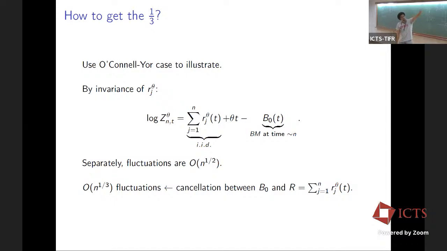And the first sum is actually a sum of IID log gamma random variables. But even though they fluctuate on scale n to the 1/2 separately, when you combine them, they actually cancel. There's a wondrous cancellation that gets you down to n to the 1/3 fluctuations. And this is what we're trying to understand. That's what we need to be able to understand.